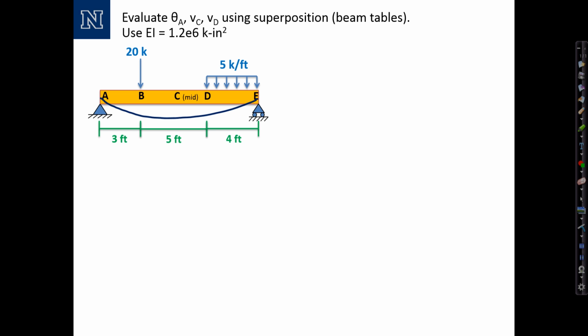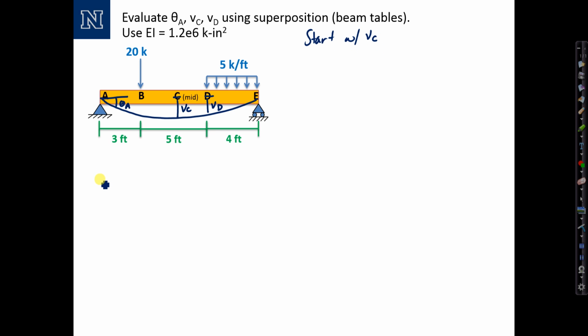We're asked to evaluate theta A, which is the rotation at A. It's that rotation there. V sub C, the deflection at C, the midpoint of the beam, which I'll call V sub C. And V sub D, the deflection at D, which is located right there. Okay, we'll start with V sub C, deflection at the midpoint.